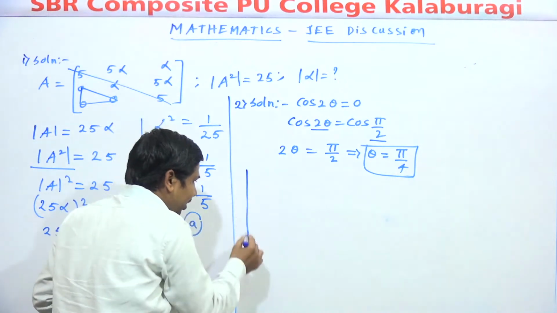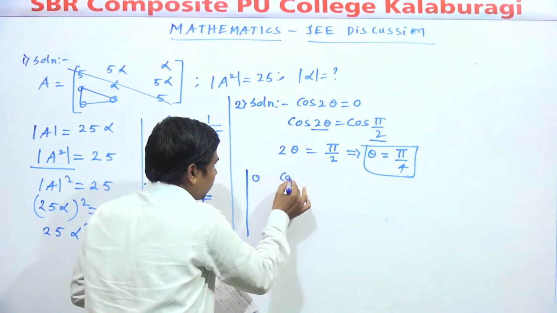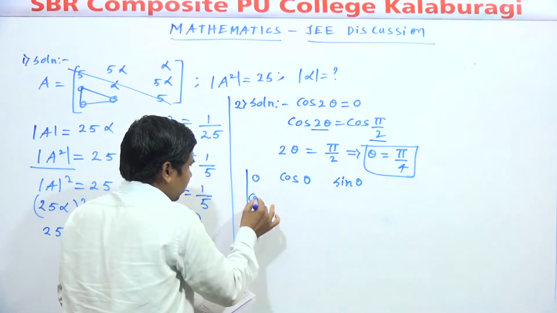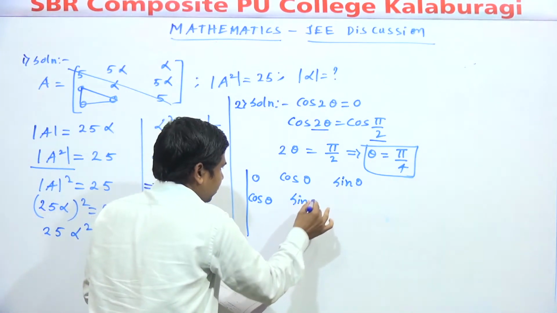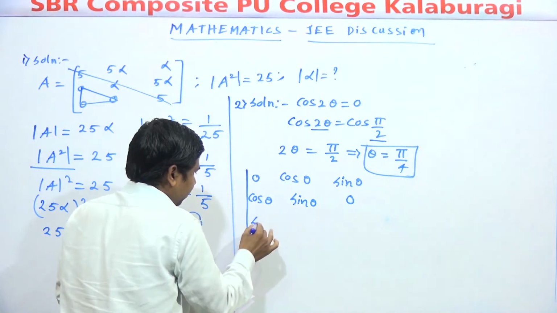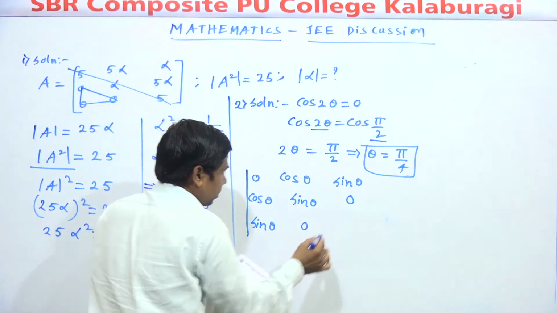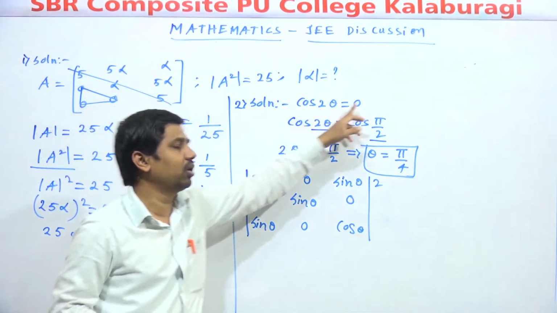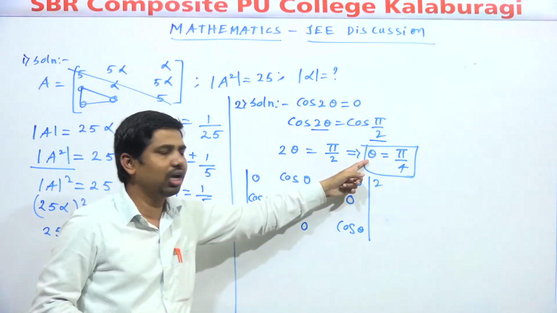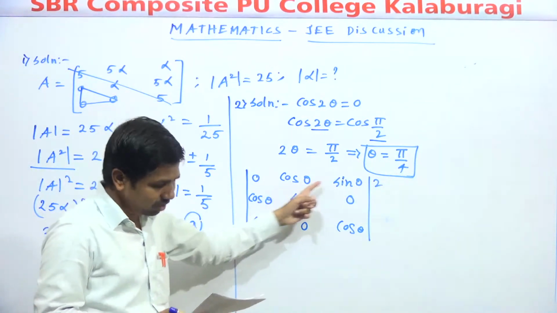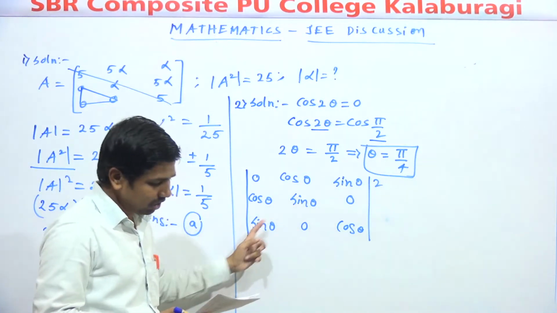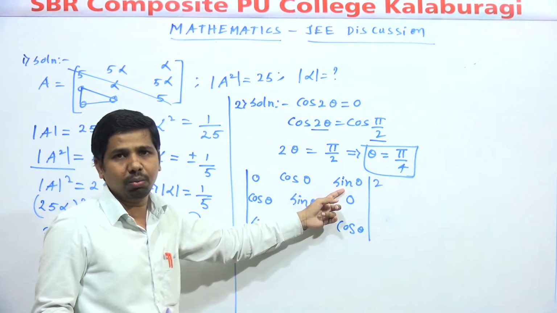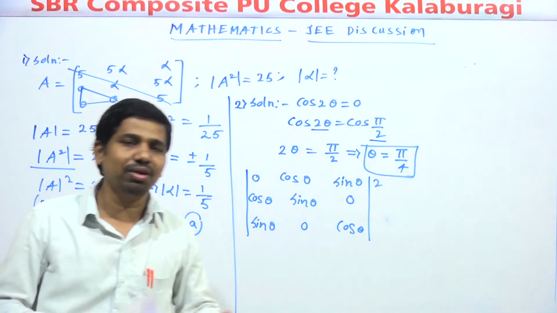What is the value of the determinant, whole square, of the matrix with rows 0, cos theta, sin theta; cos theta, sin theta, 0; sin theta, 0, cos theta? This value is being asked if cos 2 theta equals 0. Already we got theta equal to pi by 4, so we'll replace it. We know that cos pi by 4 is 1 by root 2, and sin pi by 4 is also 1 by root 2, right? So sin 45 degrees is the same as cos 45 degrees.